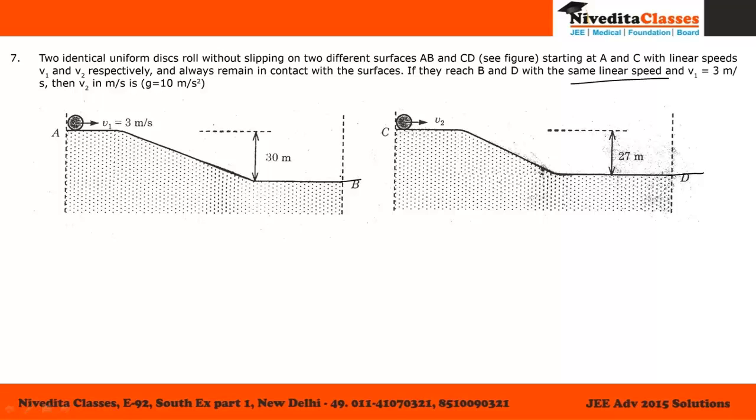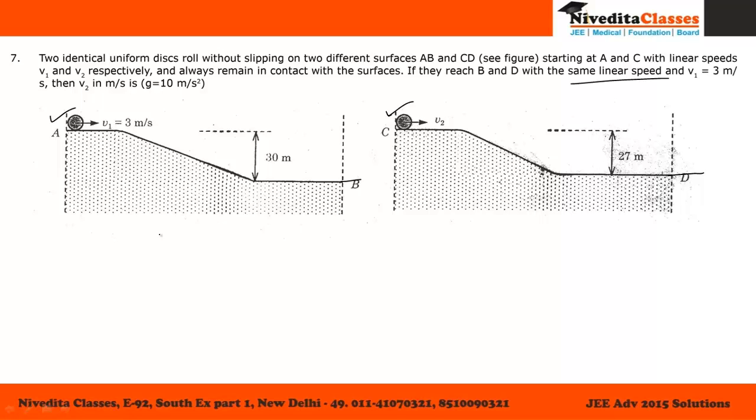If they have the same final kinetic energies, which is actually their total energy, I can say that they must possess the same initial energies at A and C. So the total energy at A will be due to its motion, which is kinetic energy. Also, it will have the potential energy. Similarly, for the second disk also, it will have kinetic energy and potential energy.